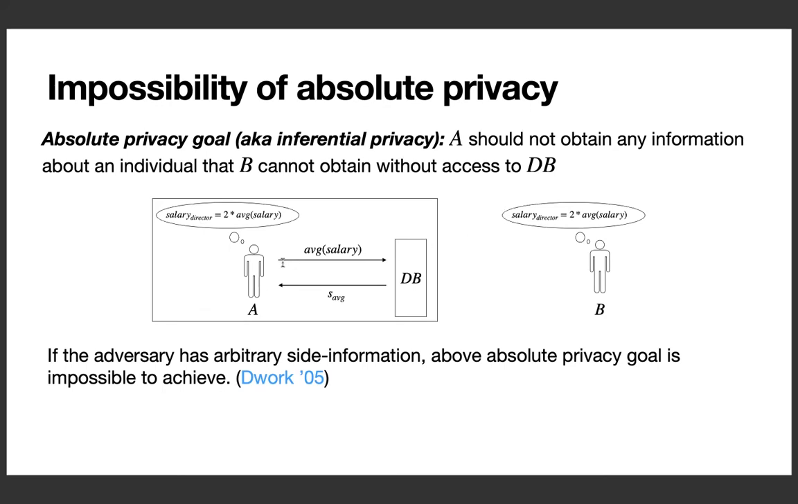But person A, who has access to the database, can make a simple statistical query, the average of the salary, which does not seem to be violating privacy in any way. And he gets the average. Now, by using this auxiliary information, he is able to find out the salary of the director, who is an individual, right? This is a very simple example to demonstrate that absolute inferential privacy is impossible to achieve.